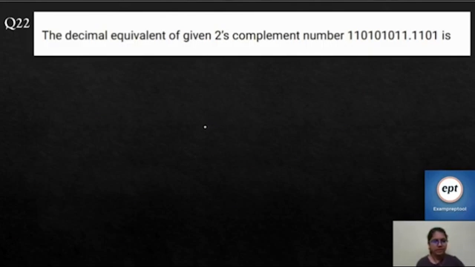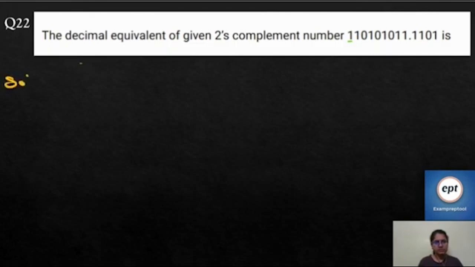Now here they have asked us for the decimal equivalent of the given 2's complement number, and the number they have given. Okay, so a 2's complement number is given. Let's see this. The first bit we always see is the sign bit. So this is actually a negative number because the sign bit is 1. Okay, so let's see what is given.